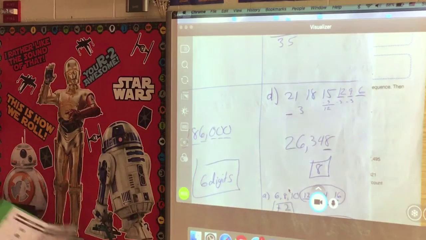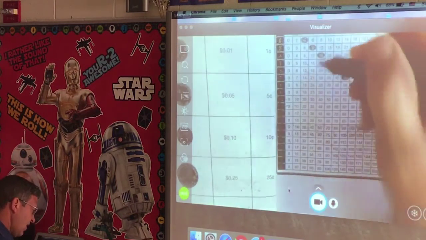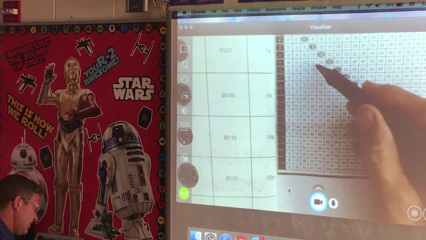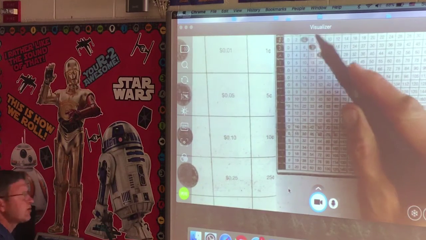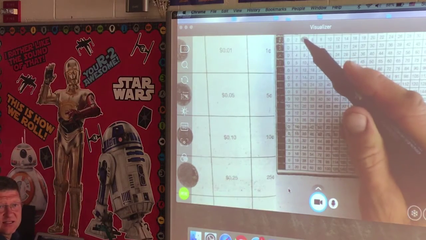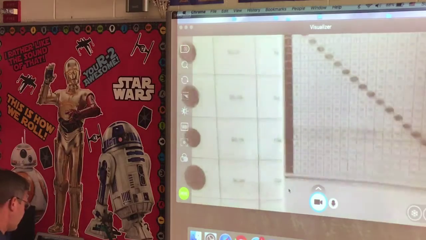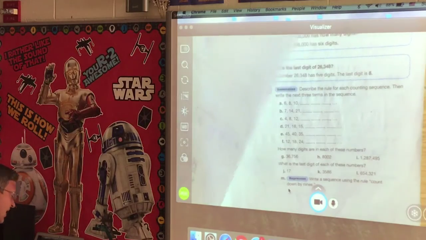Now, notice my rule was 3, so I'm going to go to my 3 column here. Here it is. Oh, there I was. 21, 18, 15, 12, 9. Okay? This helps you find the next terms in a sequence. Remember, term just means numbers in your sequence. All right. Jump down to the bottom.